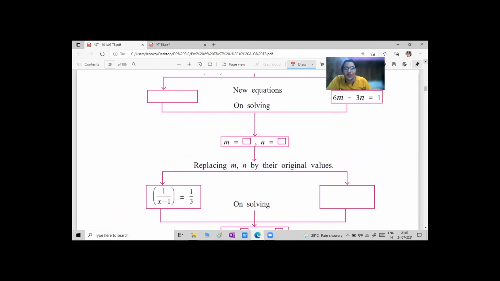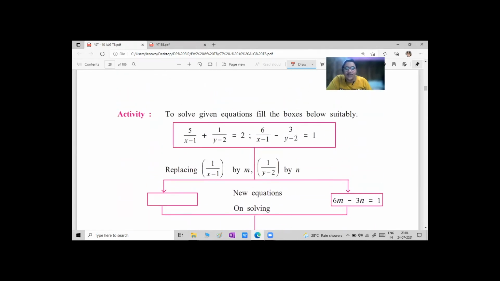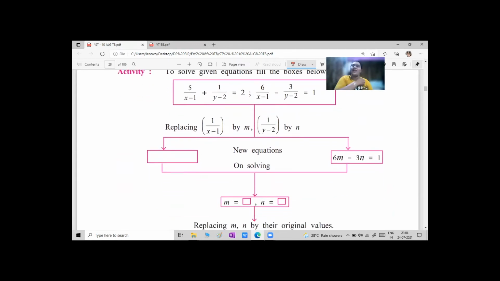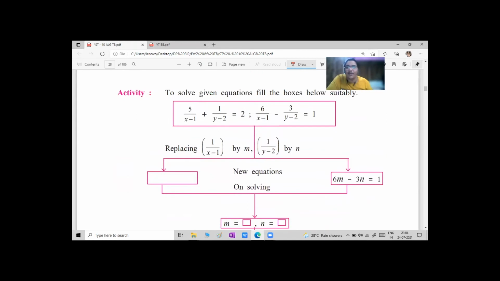Okay. So if you look at this exercise in your textbook, to solve the equation using filling the blanks, you need to fill in the appropriate answer in the boxes which are there. I hope the equations are visible. 5 upon x minus 1 plus 1 upon y minus 2 is equal to 2, and 6 upon x minus 1 minus 3 upon y minus 2 is equal to 1.